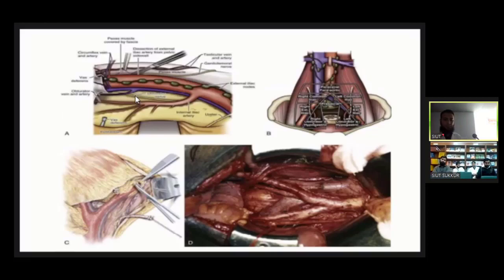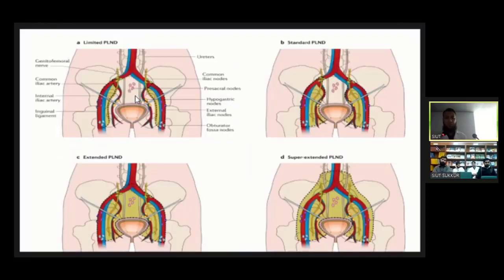So this is the diagram showing the lymph node anatomy with the common iliac veins and different points. There is the limited pelvic lymph node dissection, and there is the extensive lymph node dissection. The demarcation is in this diagram.